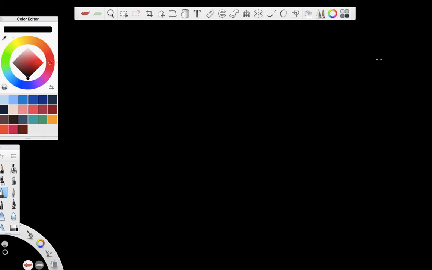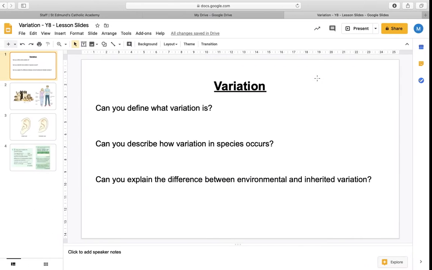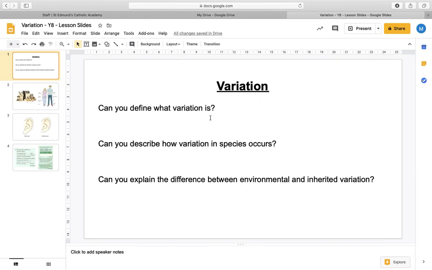In fact, I'm not going to go over that because we have just said it. So if we have a look back at our learning objectives, you should be able to tell me what variation is. You should be able to tell me the difference between environmental and inherited variation, and you should be able to tell me how it occurs. So variation occurs by having different genes from different parents, and it also can be caused by things that have happened to you in your lifetime.